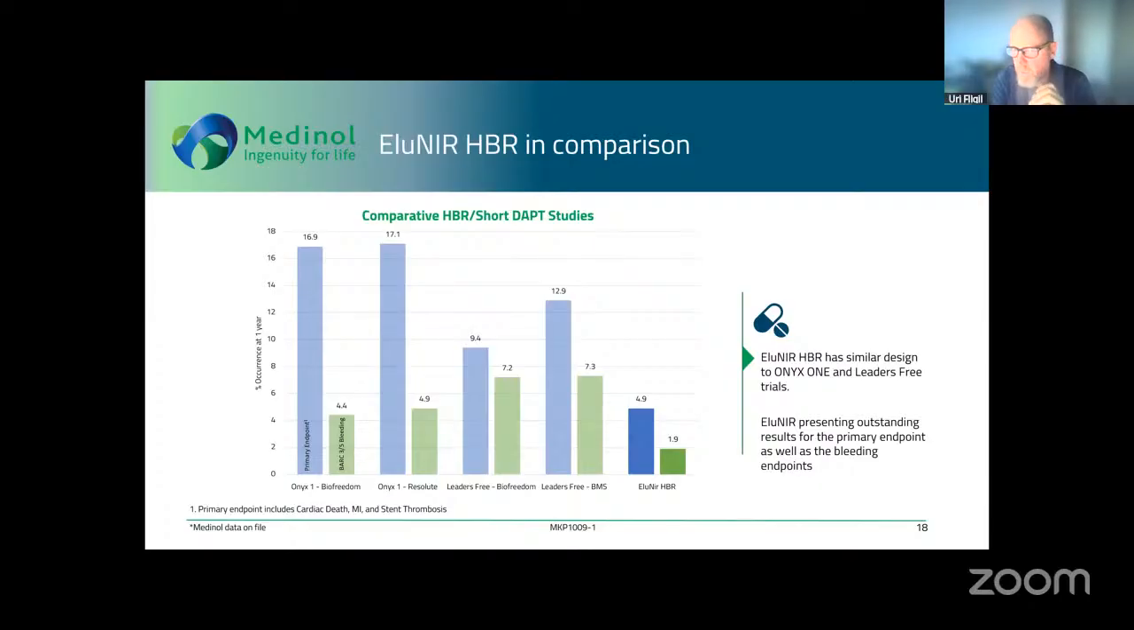We conducted as well an HBR study, where we took the design of the Onyx ONE and the LEADERS FREE III. You can see that the primary endpoint, which was cardiac death, MI, and stent thrombosis, was very low at 4.9%. And the secondary endpoint, which was the actual bleeding of BARC 3 and 5, showed remarkable, very low results.